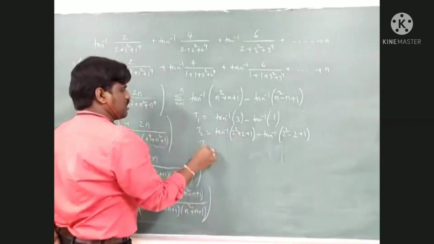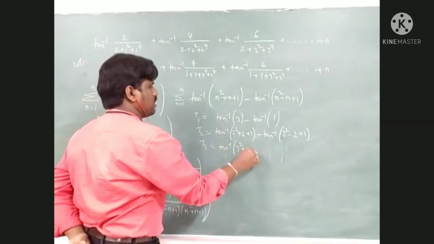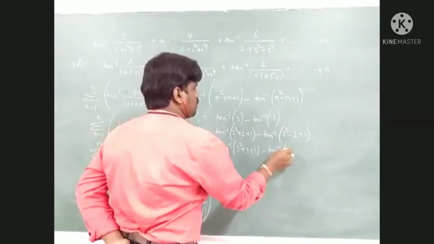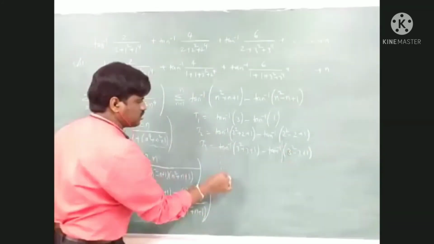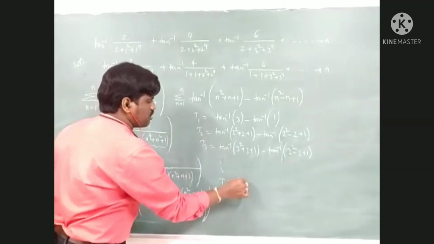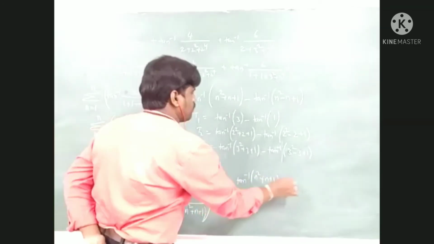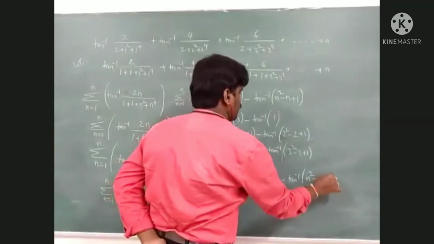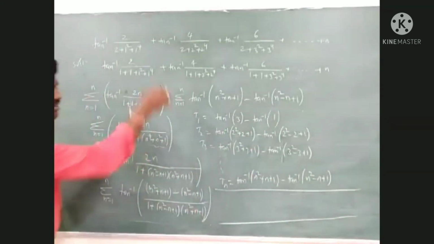T3 is equal to tan inverse 3 square plus 3 plus 1 minus tan inverse 3 square minus 3 plus 1. So and so, Tn is equal to tan inverse n square plus n plus 1 minus tan inverse n square minus n plus 1. Can I write like this? So here the sum I have to find.